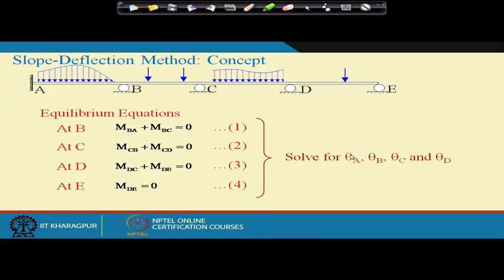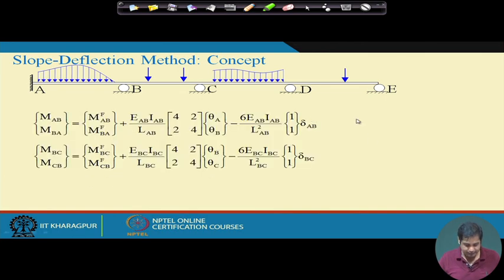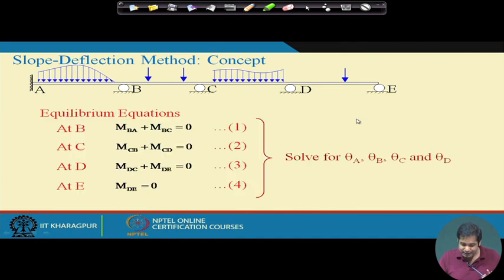Next, if we solve these 4 equations, we get theta A, theta B, theta C, and theta D. So this is the final approach. This is the slope deflection mechanism. Once we obtain these theta A, theta B, theta D, then we can use this term to get the internal forces in these members.